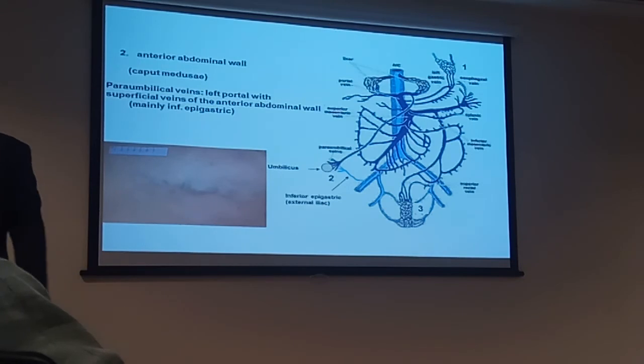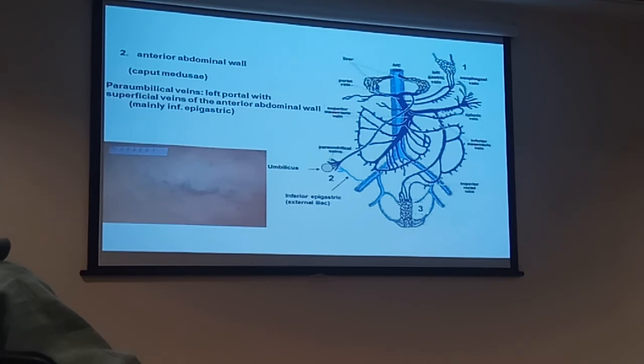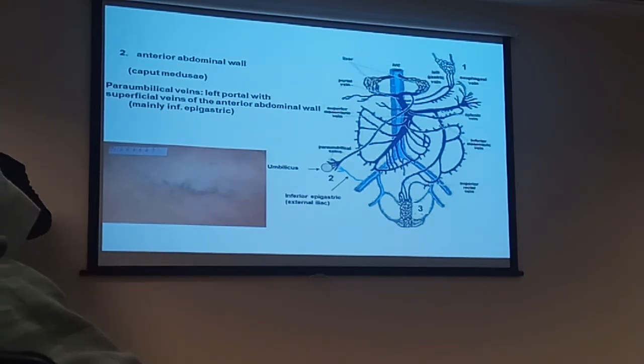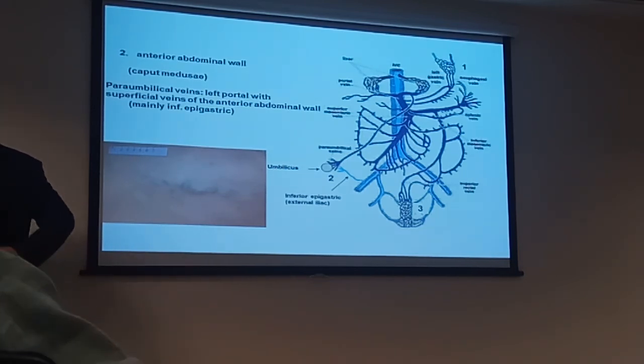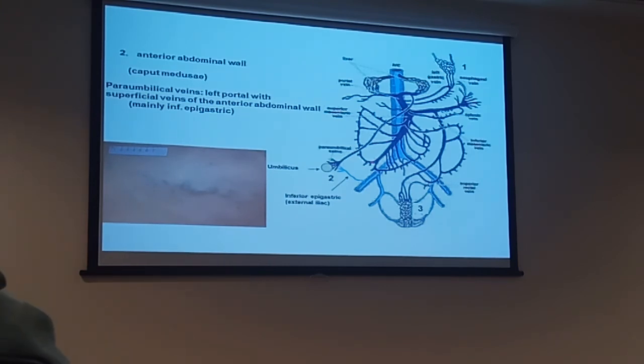The second site is around the umbilicus, on the anterior abdominal wall. We have a vein that runs in the falciform ligament, called the para-umbilical vein. It goes to the left portal vein, but it communicates with the branches of the inferior epigastric, which goes to the caval system. These veins dilate and become like spider legs. It's called caput medusa in Latin. So you will find dilated, congested veins around the umbilicus. These are the veins that connect the para-umbilical vein and the inferior epigastric vein. So this is site number 2.